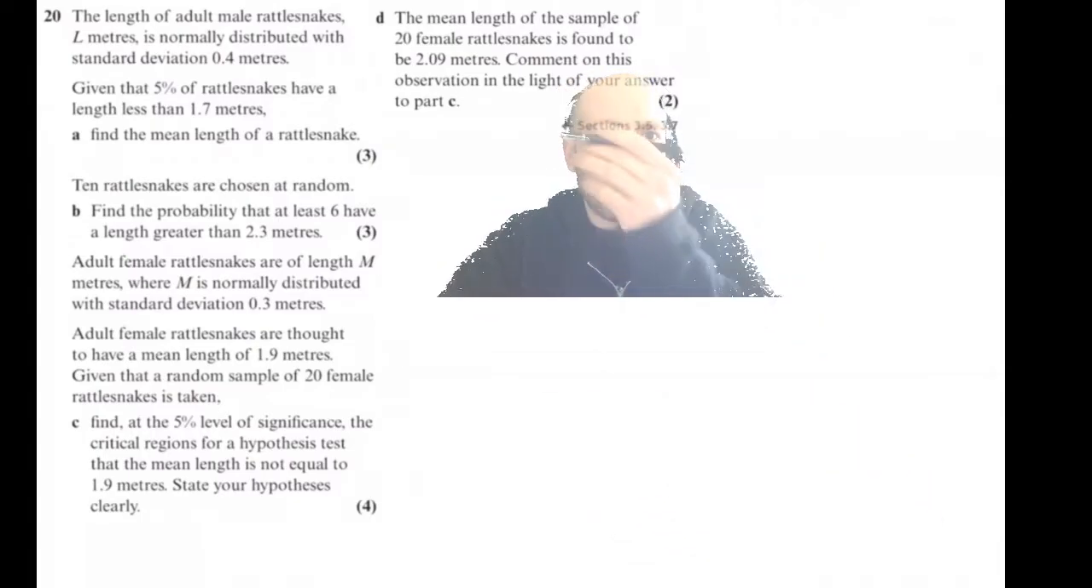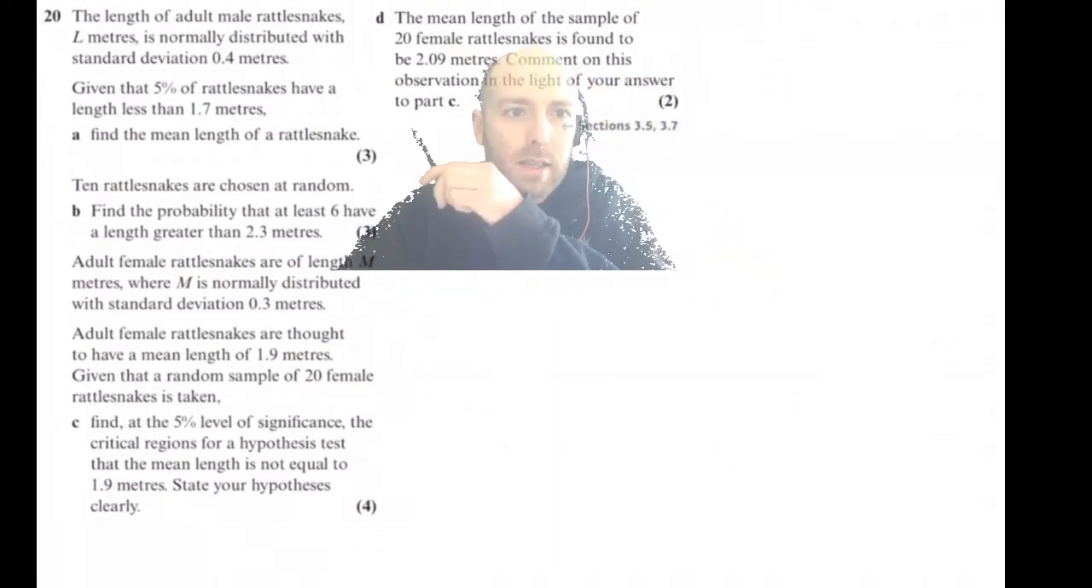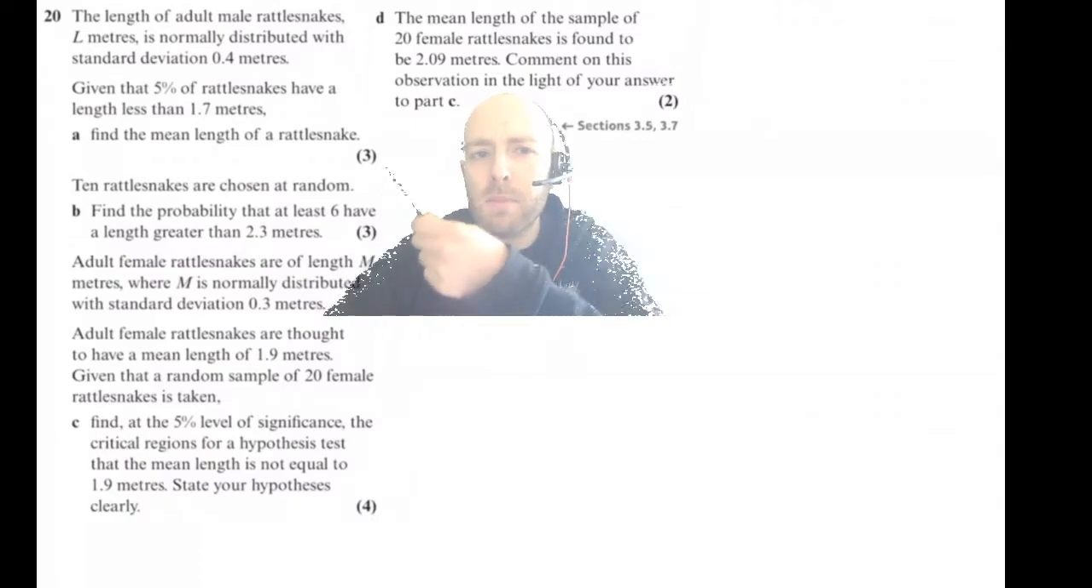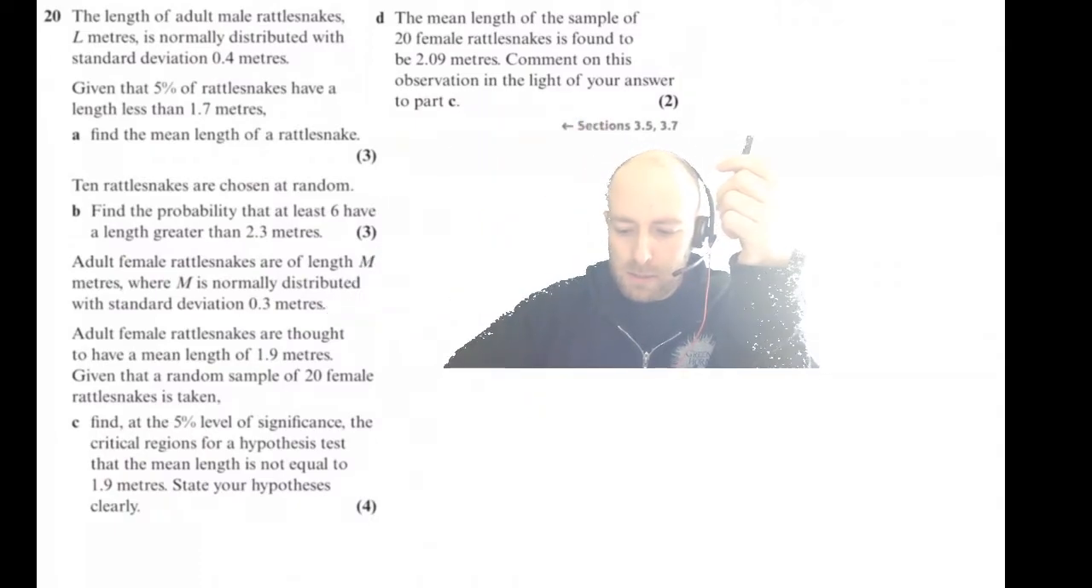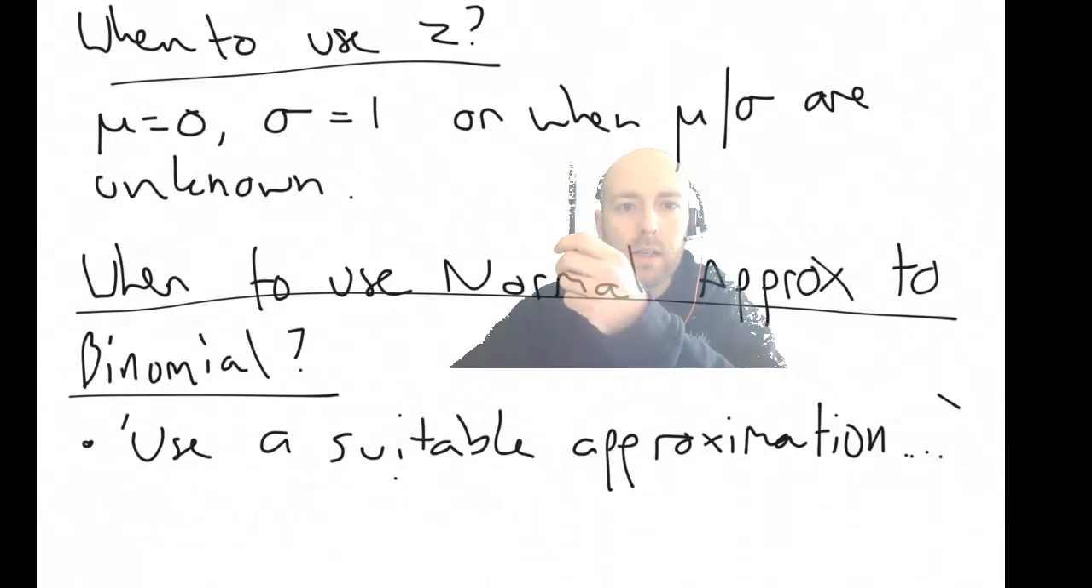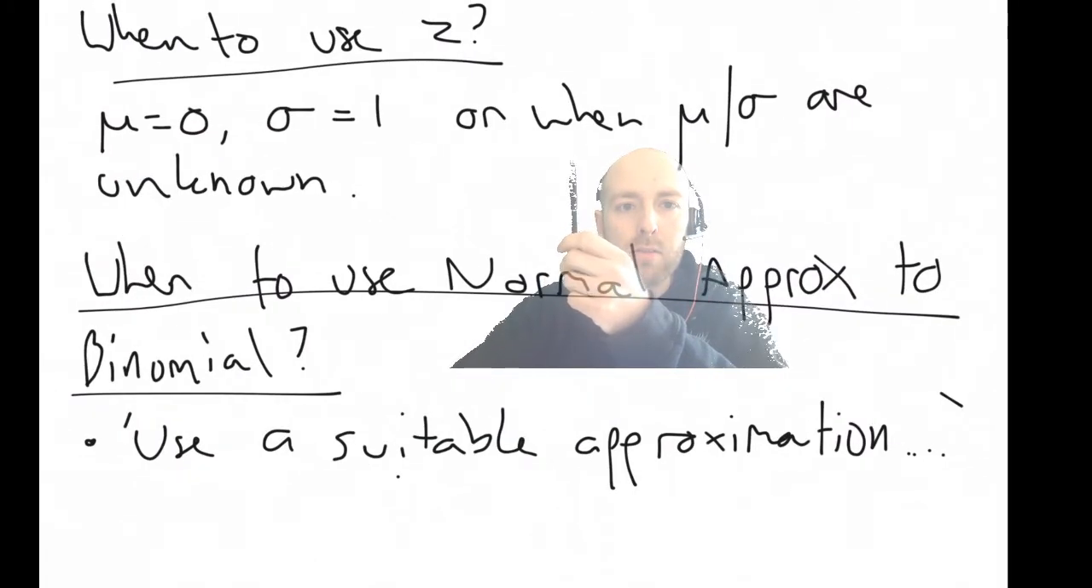So part A, we're told 5% of rattlesnakes have a length less than this. Find the mean length. So we're trying to find the mean. If you need to find the mean, as I said back at the beginning of the lecture, you need to use a Z distribution. The mean is unknown. We need to use Z.